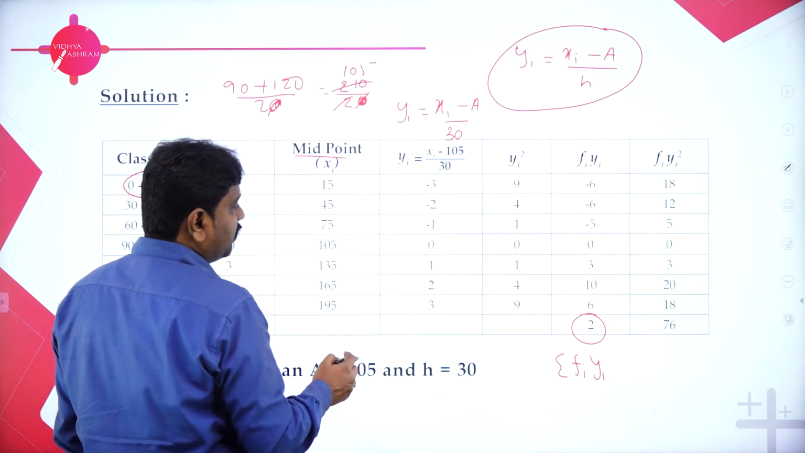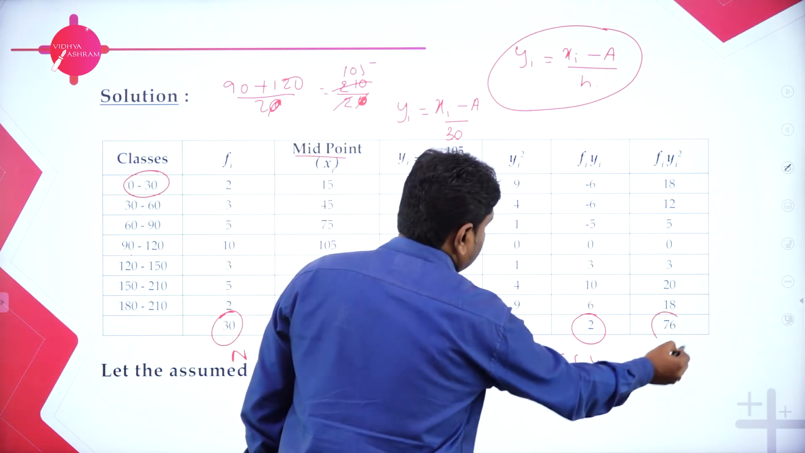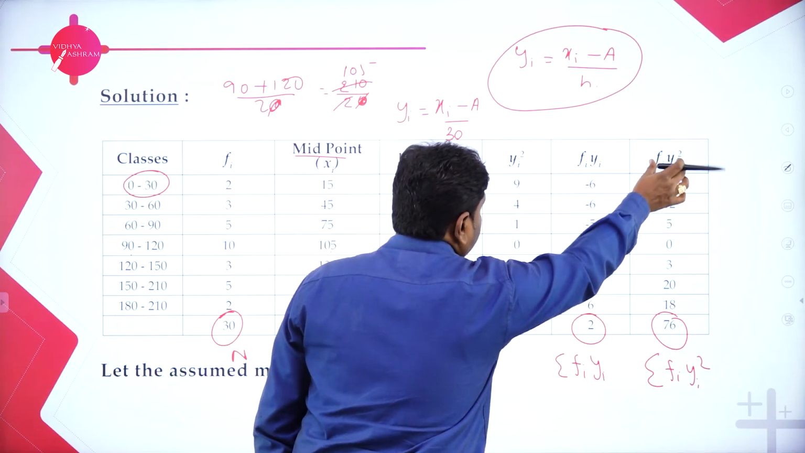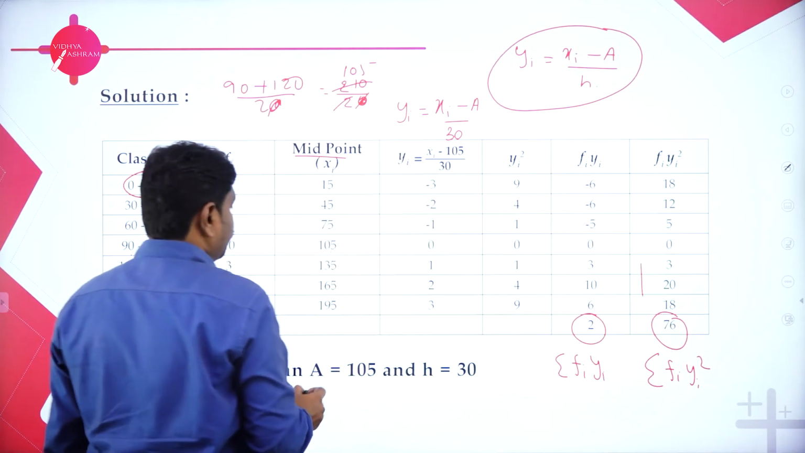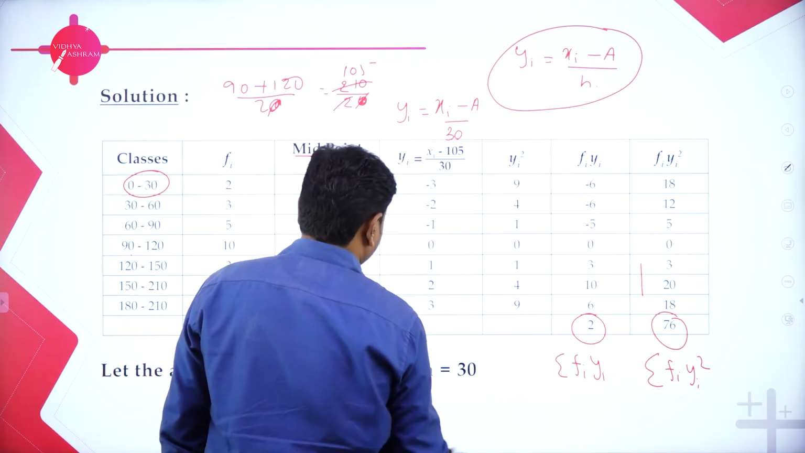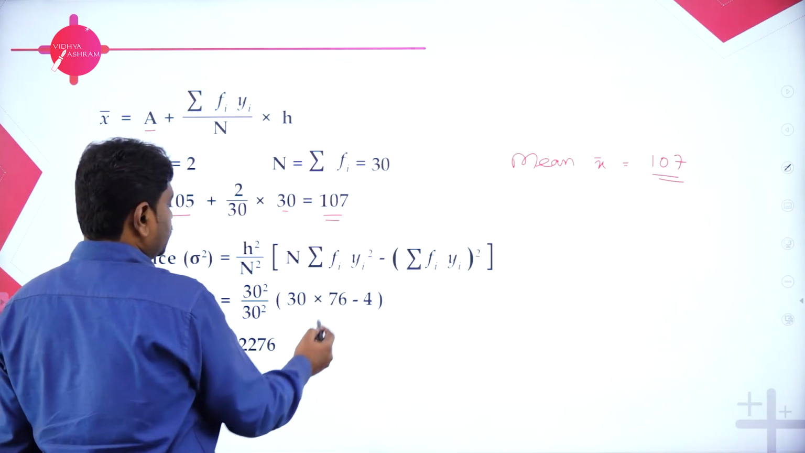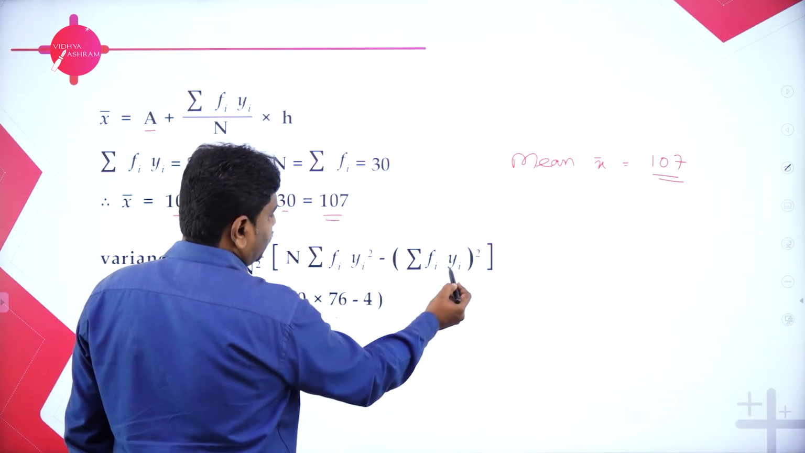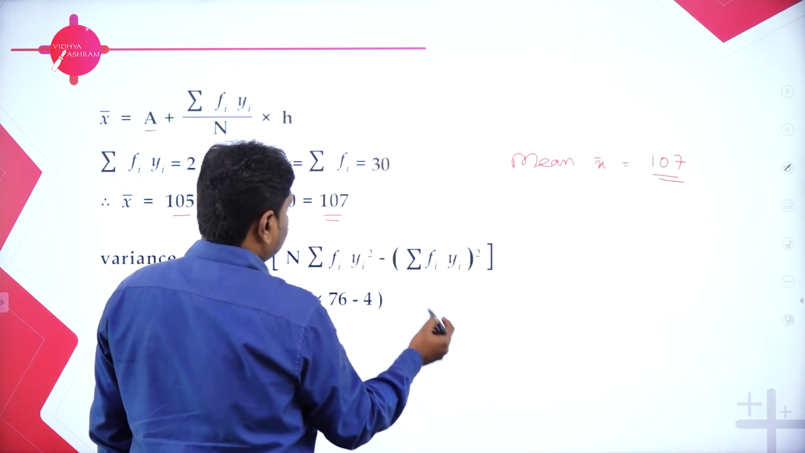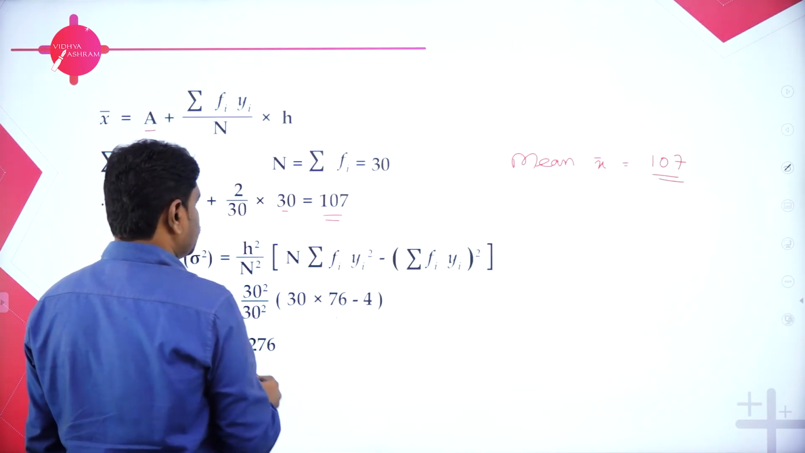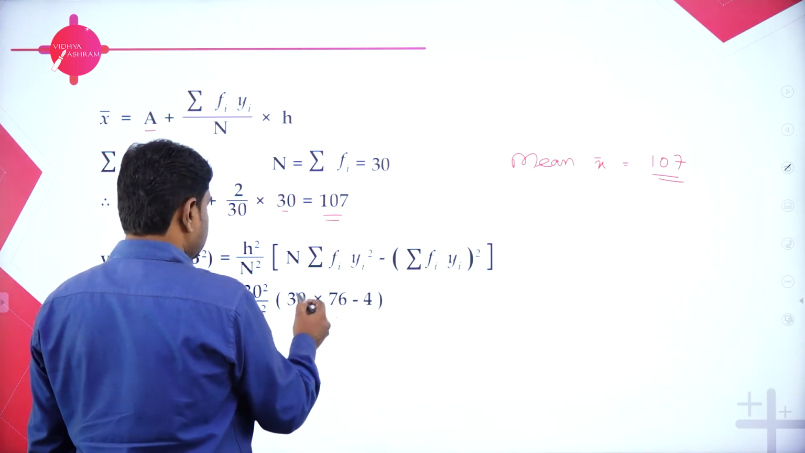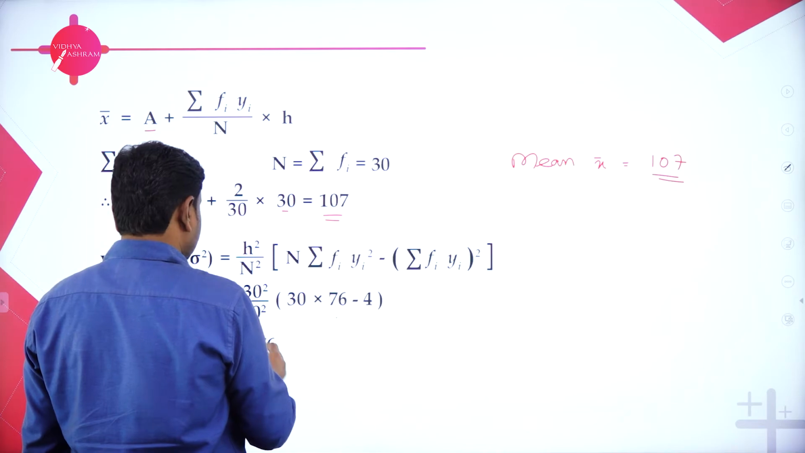So if you see, sigma fi yi square is 76. This is sigma fi into yi square, summation 76. And sigma fi yi, from the table, is 2, but we need the whole square. 2 square becomes 4. Substitute 30 into 76 minus 4. Simplify this, and you will get 2276.